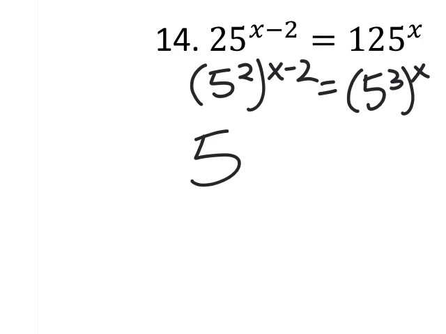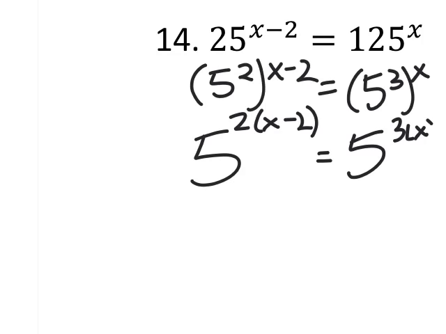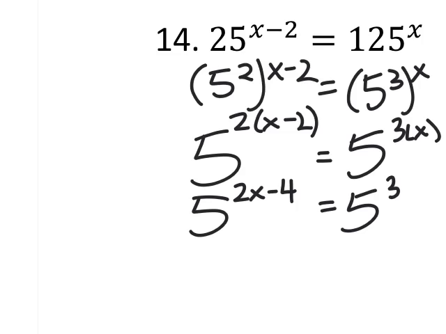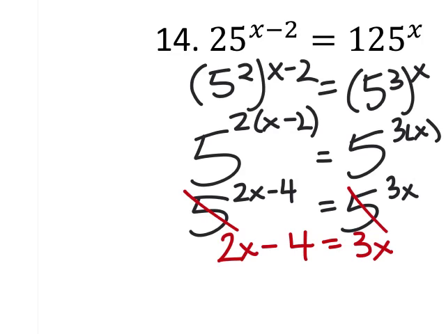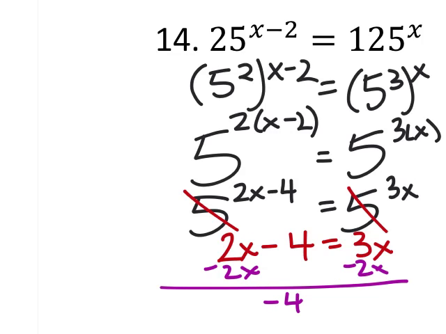We'd have 5, and this would end up being 2 times x minus 2, and this right side of the equation would have 3 times the x. So we end up with 5 to the power of 2x minus 4, and then 5 to the power of 3x, which again allows us to rewrite this as one single equation without the bases. 2x minus 4 equals 3x. Solving for the unknown, we would subtract the 2x from both sides, and we'll get negative 4 equals 1x. And that's it right there.